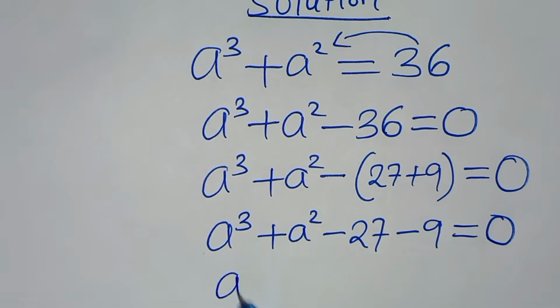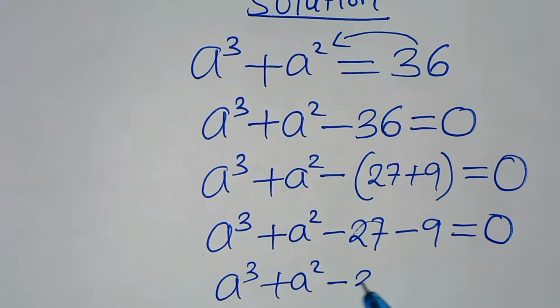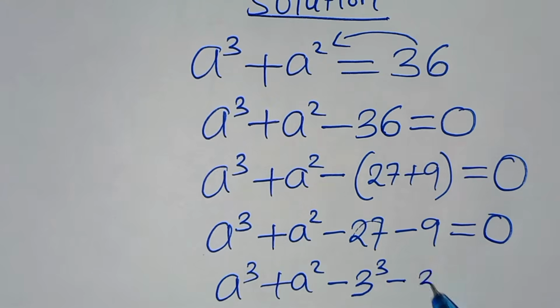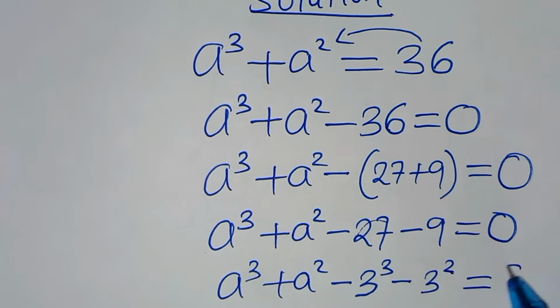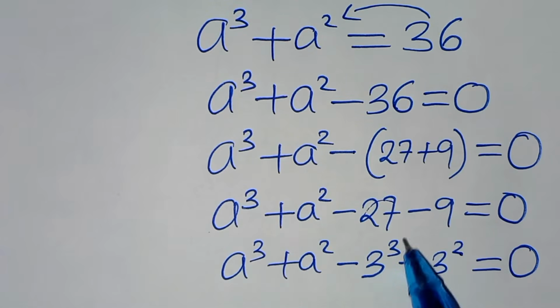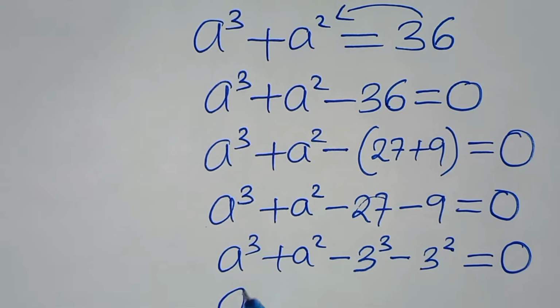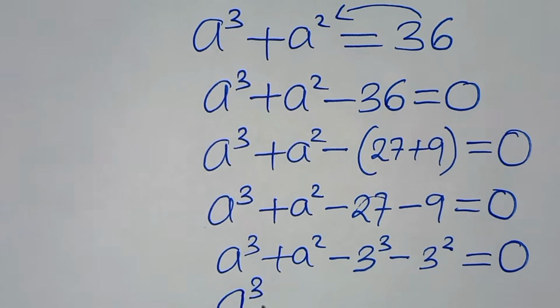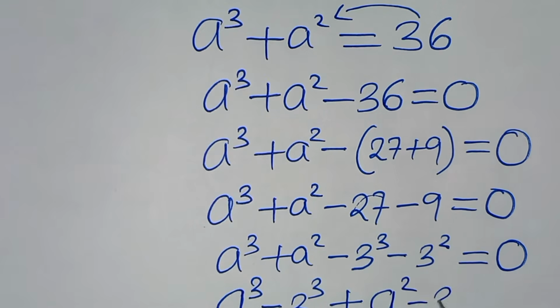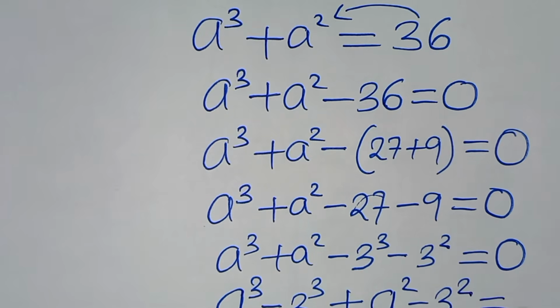So we have a to power 3 plus a to power 2 minus 27, which is the same thing as 3 to power 3, subtract 9, which is 3 to power 2, equal to 0. Now, let's put together a to power 3 and 3 to power 3, then a to power 2 and 3 to power 2. So we have a to power 3 minus 3 to power 3, plus a to power 2 minus 3 to power 2, equal to 0.